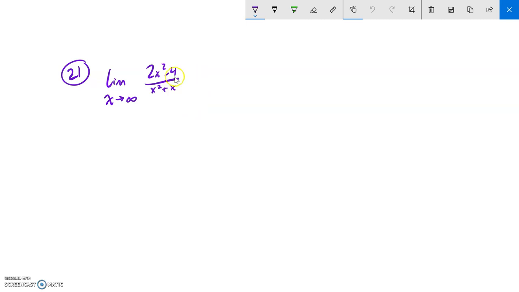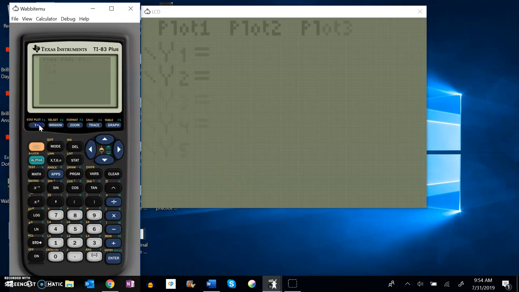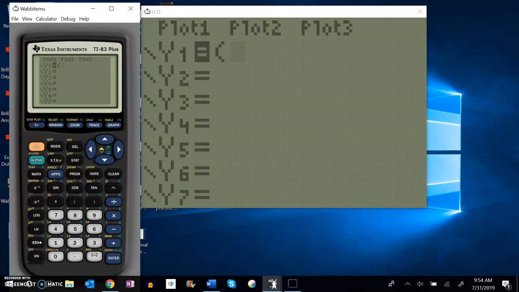Now, there's not much we can do here to try and factor and cancel stuff out, and we couldn't plug in infinity anyway. So let's fall back to some numeric methods and maybe some graphic methods. My equation was (2x squared minus 4), in parentheses, that's my numerator, over, in parentheses, (x squared plus x).